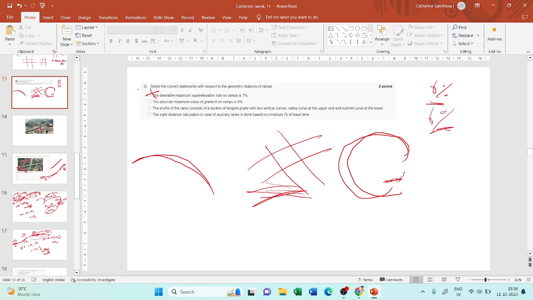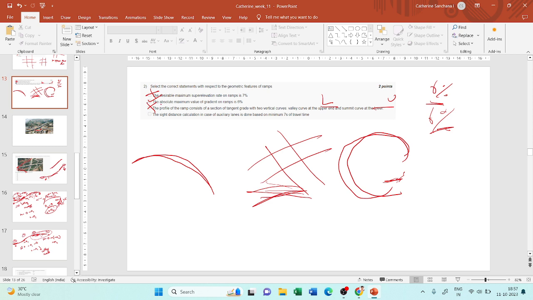The absolute maximum value of gradient on ramps is 6%. Yes, we saw that now. Okay, and here, third point, the profile of the ramp consists of a section of tangent grade with two vertical curves, valley curve at the upper end and summit curve at the lower end. Did we see it that way? No, obviously not. We saw that summit curve is at the upper end and valley curve is at the lower end. Okay, so this is again wrong.